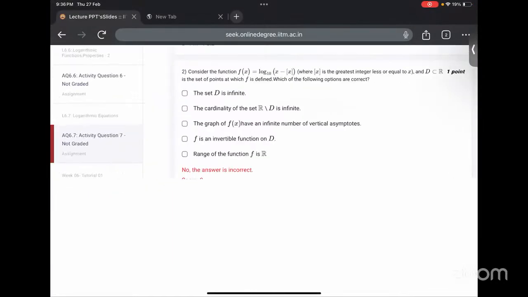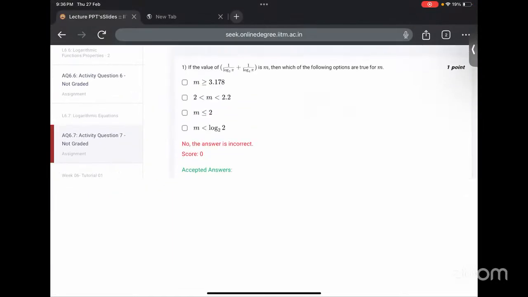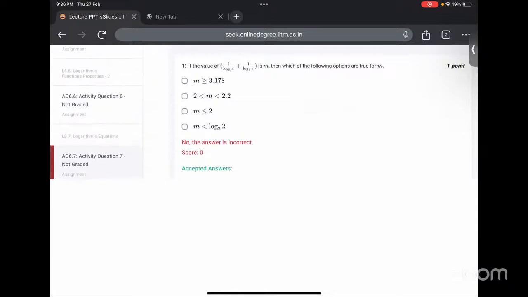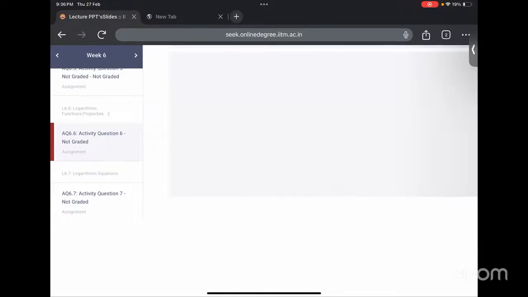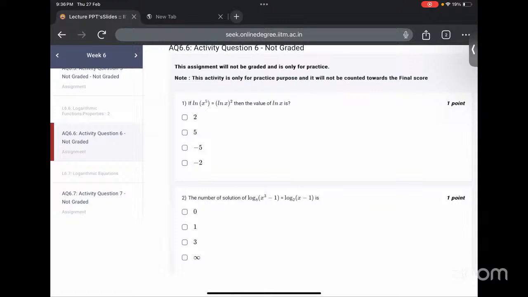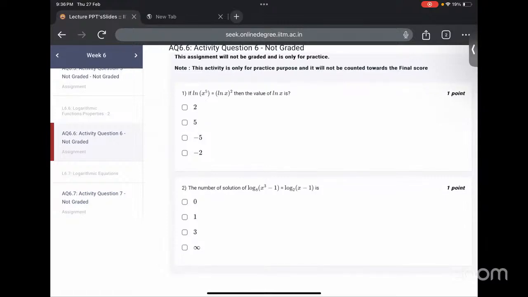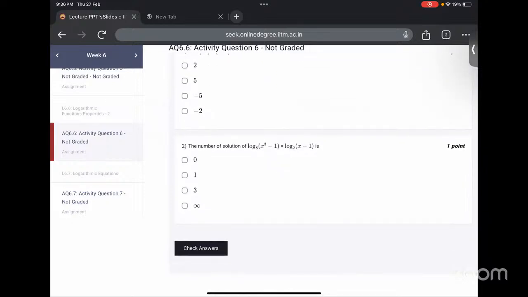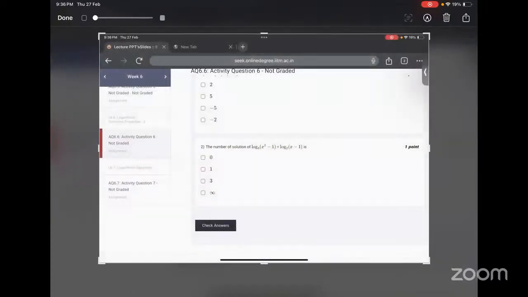Okay, so this was a nice question. This is what you can do, I guess. What about activity 6.6? The first question you can do, right? Simply take log x equals some quantity and solve the quadratic equation. The second question, you just solve and let me know the answer.